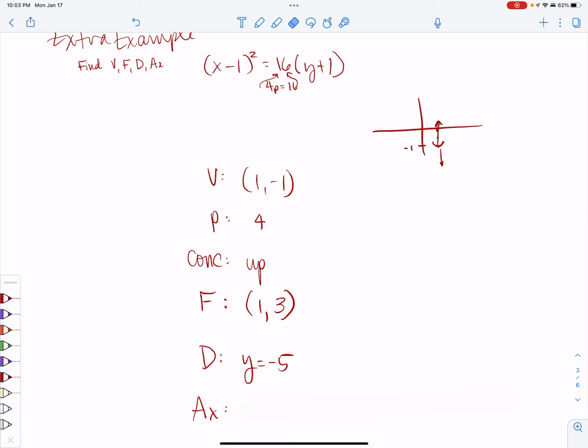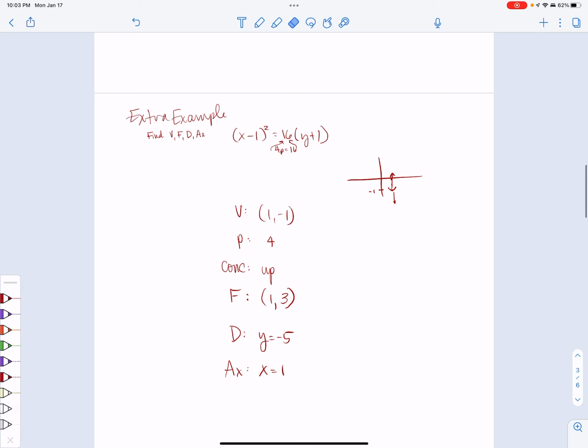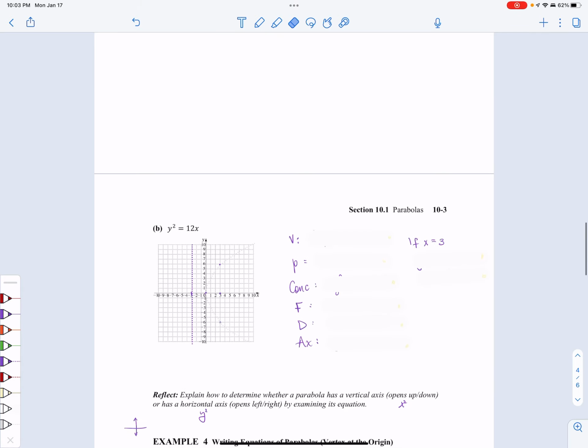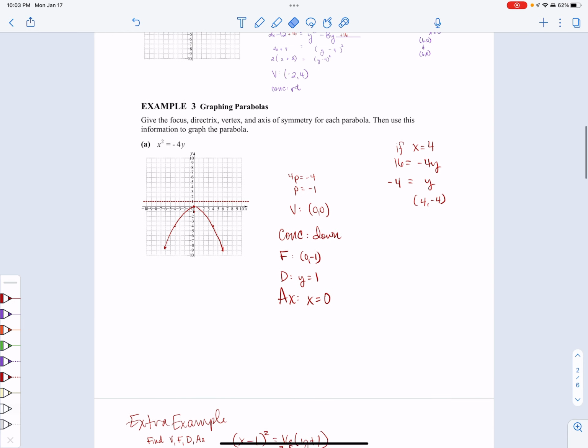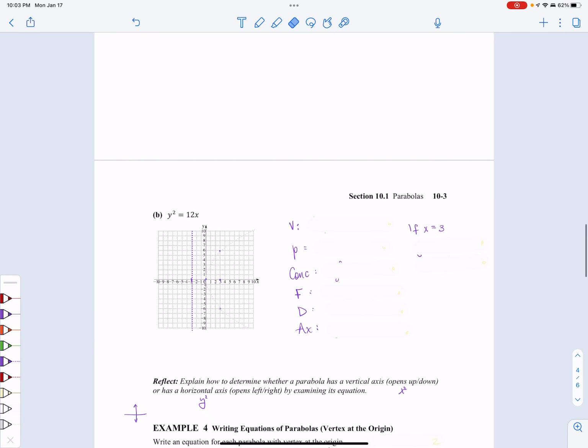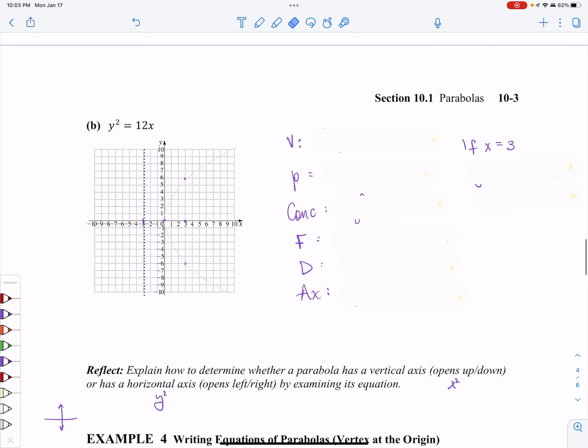My axis of symmetry, this is the line that cuts the parabola exactly in half. It's a vertical line, so it will be at x equals 1. And those are all the things that I asked for in that particular extra example. Now let's go to part B, which is the other half of example 3. So we just took a little bit of a rabbit trail there for example 3.